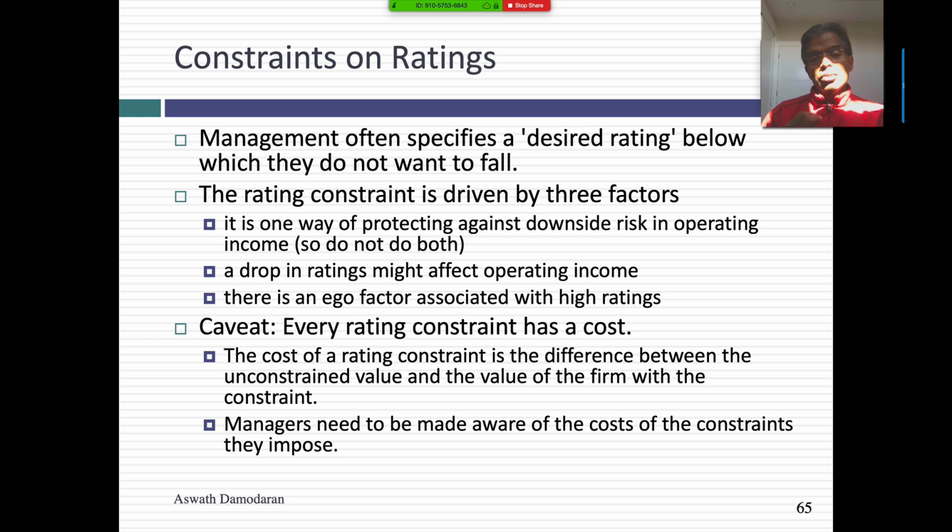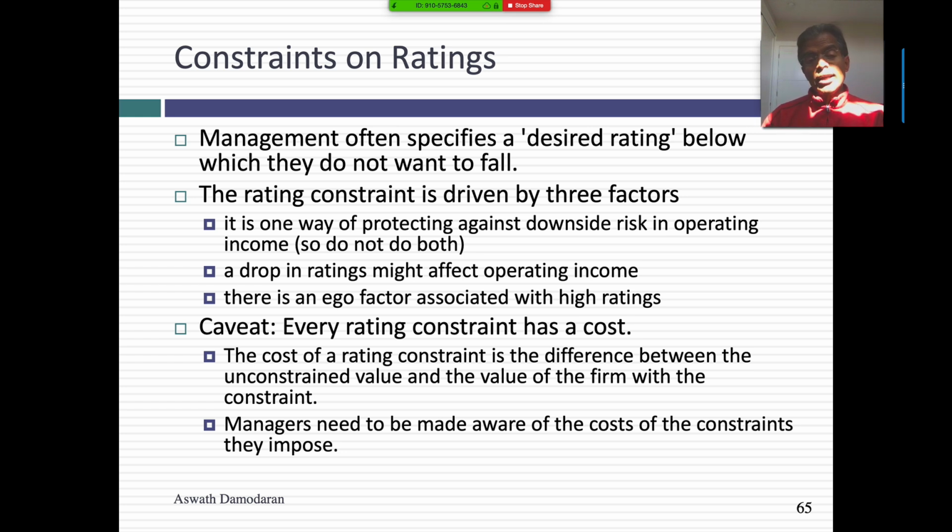The second way to bring this into the analysis is to specify a rating below which you do not want to fall. The most common constraint you will find at companies, especially non-financial service companies, is investment grade. You don't want to drop below investment grade. There's a reason for that.